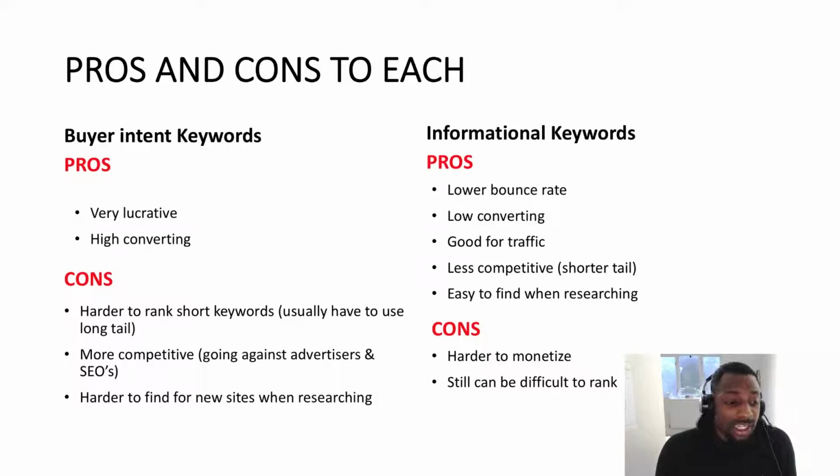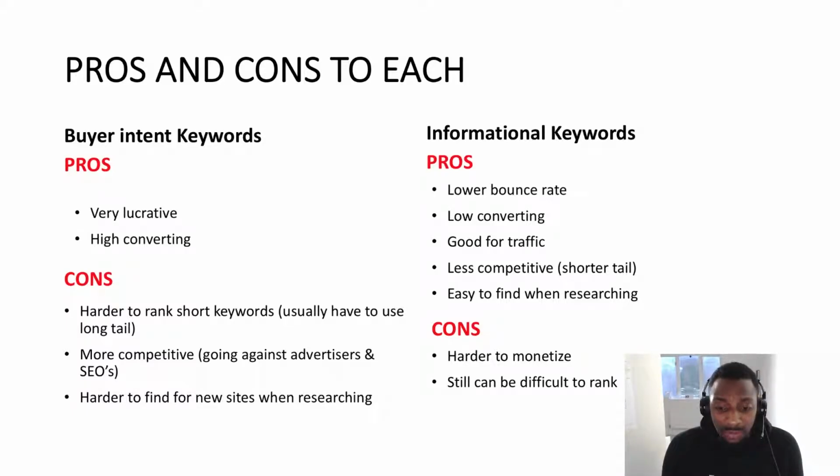Now the cons to buyer intent keywords is that they are harder to rank because there's a lot more competition usually within these type of spaces. For short keywords anyway, I would say. When it comes to long tail, you can still fairly go for any type of keyword that you would like. They are more competitive, so there's more people in the space trying to actually rank for those keywords, and they're harder to find for new sites when researching. So you might find a ton of other keywords, but the ones for people to purchase, that you want to find that are low competition, that you can rank with a new website, might be a bit more difficult to find when you're starting out, until you obviously build up that experience as well.